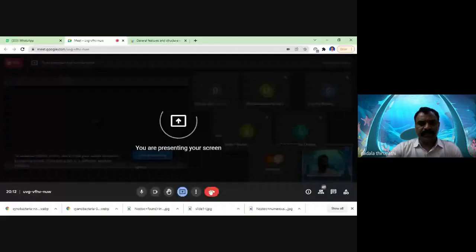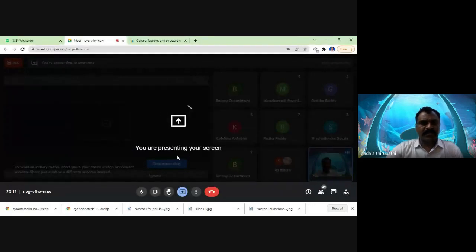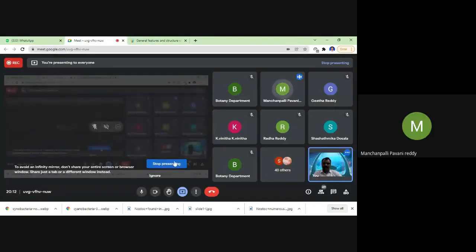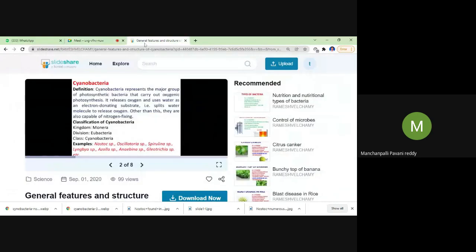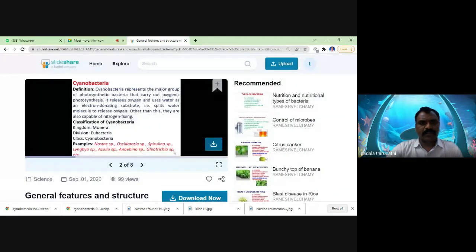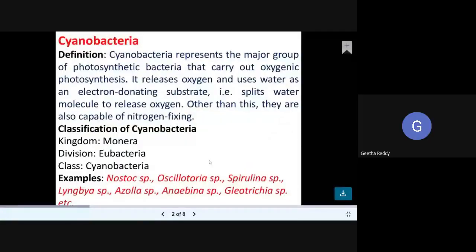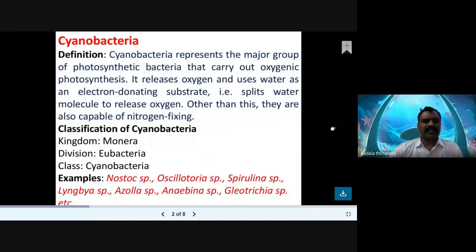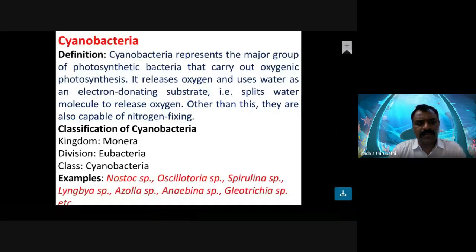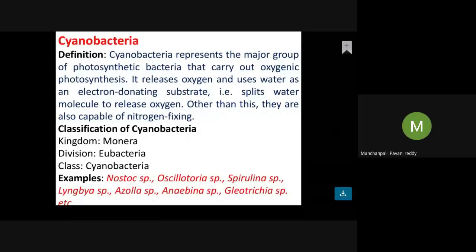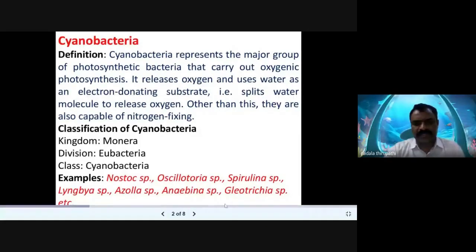Now I'm sharing my screen. I hope my screen is visible. Yes, sir. This cyanobacteria is visible. The definition, classification is visible. Yes, sir, everything is visible. Okay, good, my dear friends.